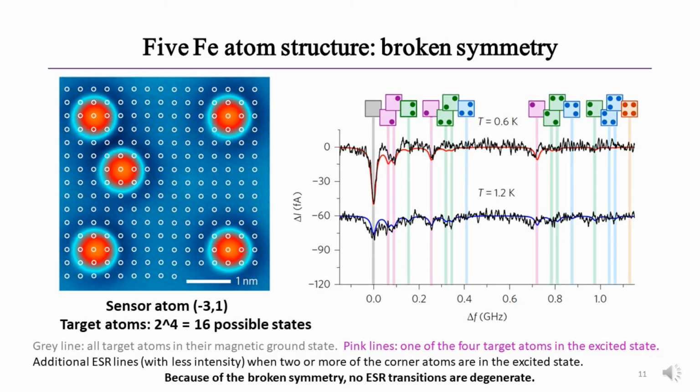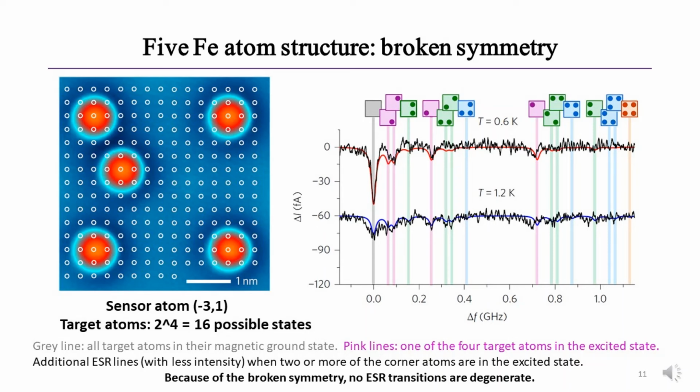Because there are 4 target atoms, one at each corner, each atom has 2 states, spin up and spin down. So there are 2 to the 4, equals 16, possible states for the target atoms. Each yields a distinct ESR frequency in the sensor atom, which is in the middle. These ESR frequency signals are shown as the vertical lines in the right figure. And this spectrum shows a dominant peak, which is the gray line.